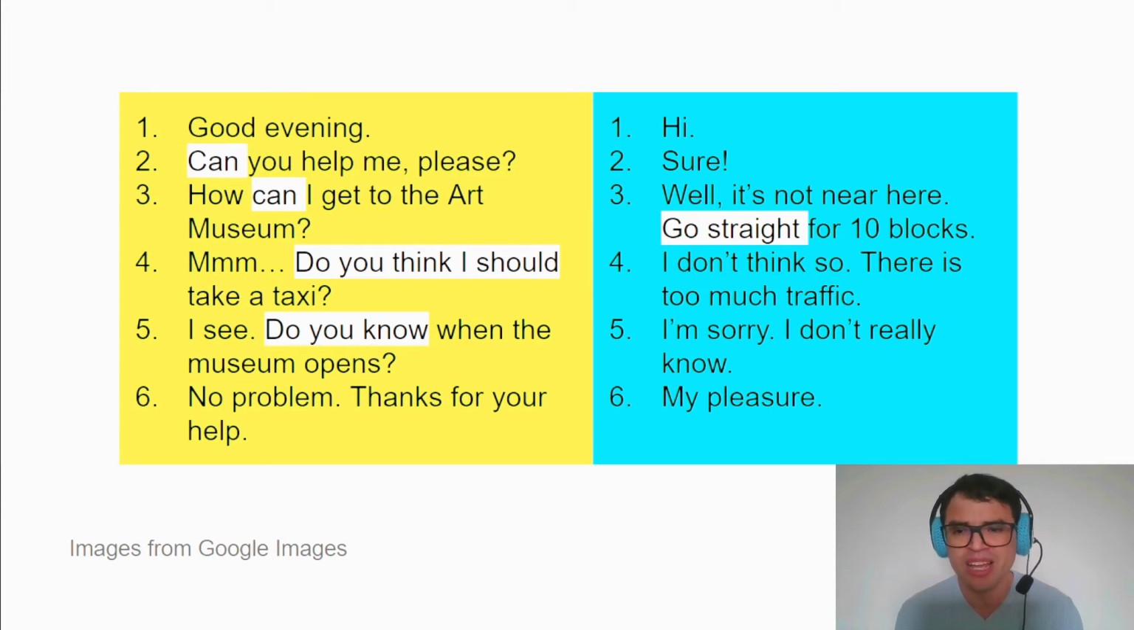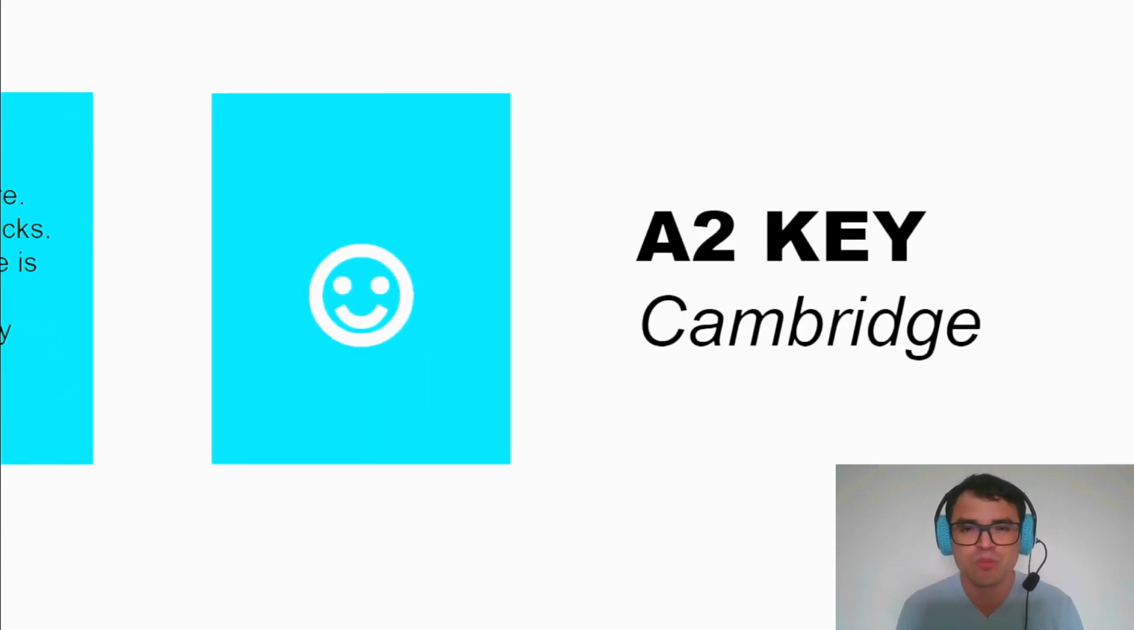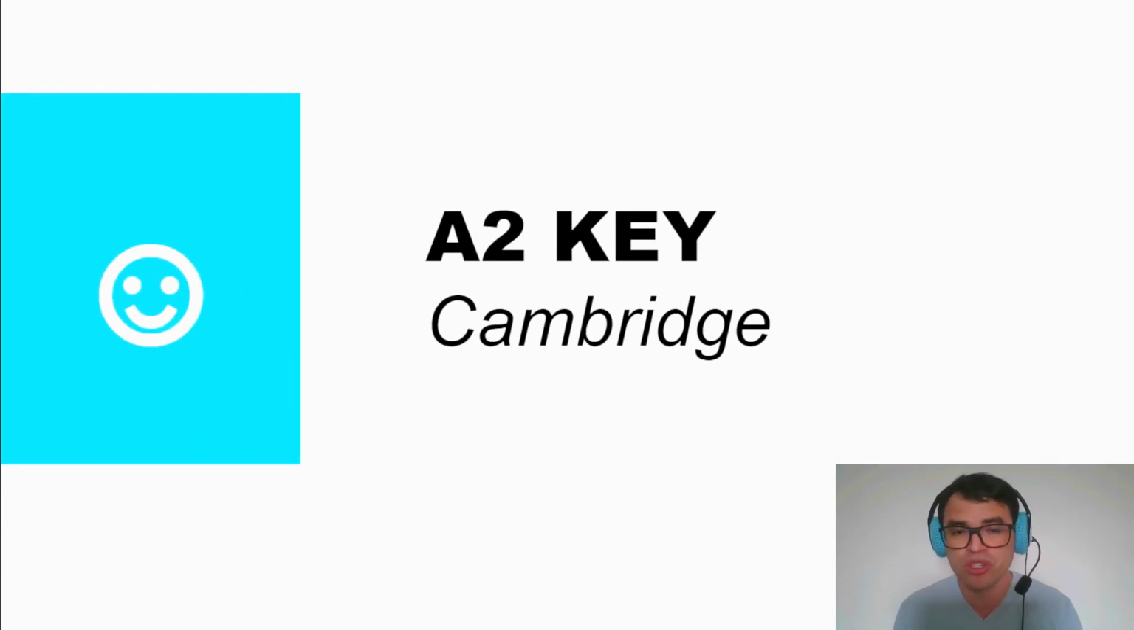I'm sorry, I don't really know. Number 6. Yellow. No problem. Thanks for your help. Light blue. 6. My pleasure. So you can put a conversation like this together when you're taking the exam, so that you can show the examiner that you know how to use modals, the simple present, imperatives, and prepositions of time or prepositions of place.